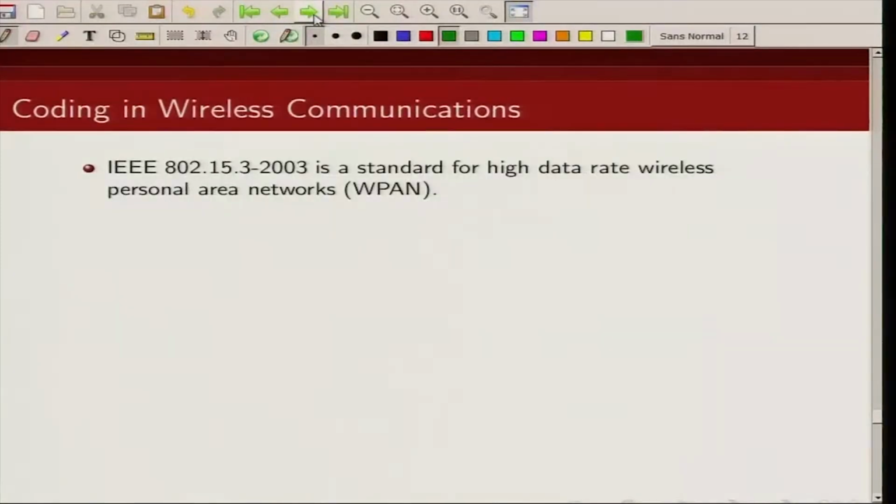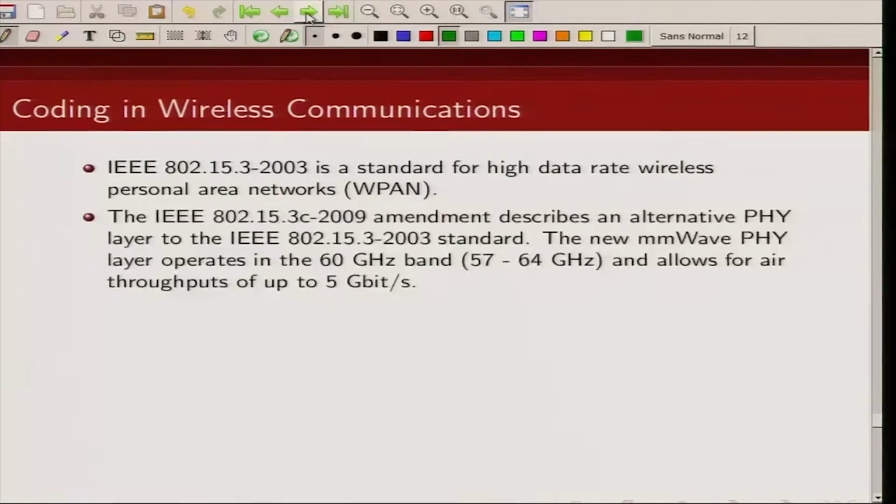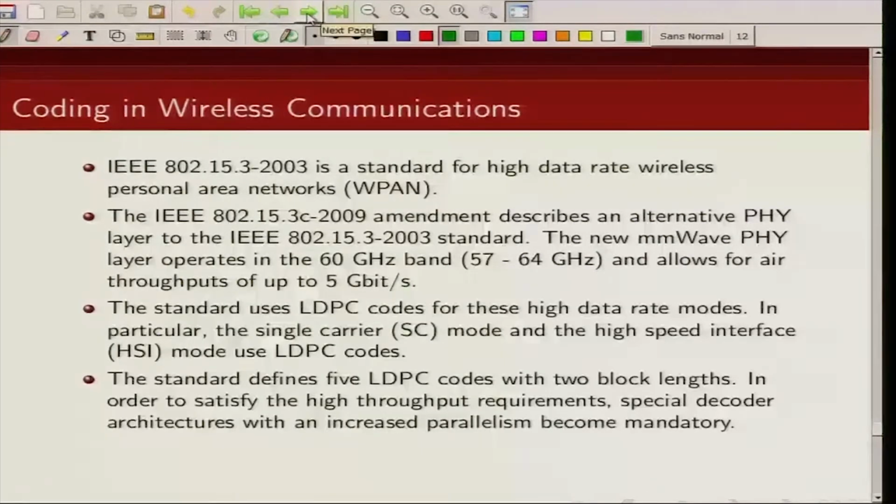Then we have IEEE 802.15, which is a standard for wireless personal area networks. Here also there is a new PHY layer which is based on millimeter wave in the 60 gigahertz band, which allows throughput up to 5 gigabits per second. Now, here LDPC codes have been suggested. 5 different LDPC codes with 2 different block lengths have been suggested.